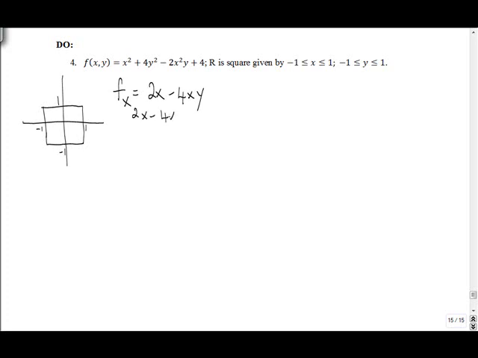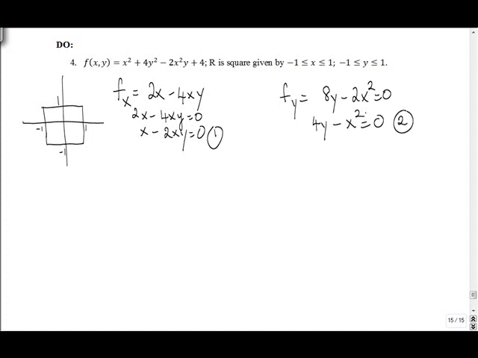2x minus 4xy equals 0 tells me that x minus 2xy equals 0. And fy gives me 8y minus 2x squared equals 0. Reduce. 4y minus x squared is 0. Call this 1, call this 2. Now you can do that. There's so many things you can do. You can solve that in so many ways.